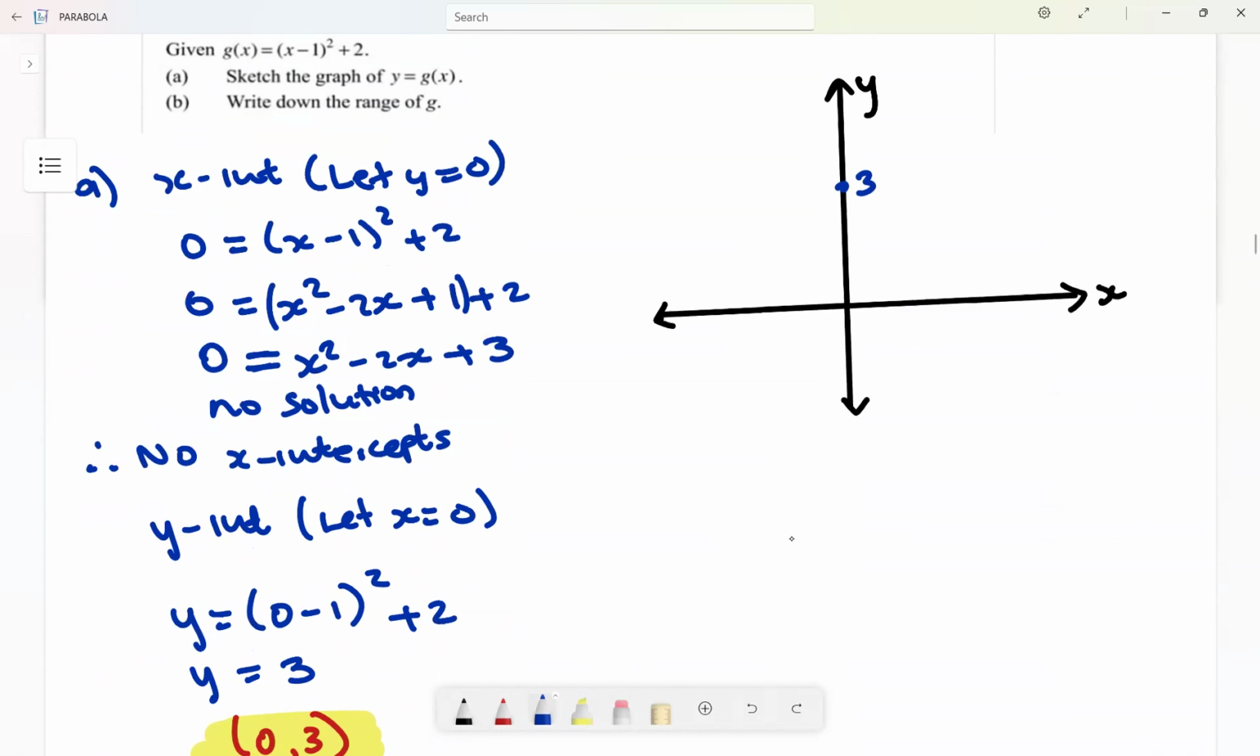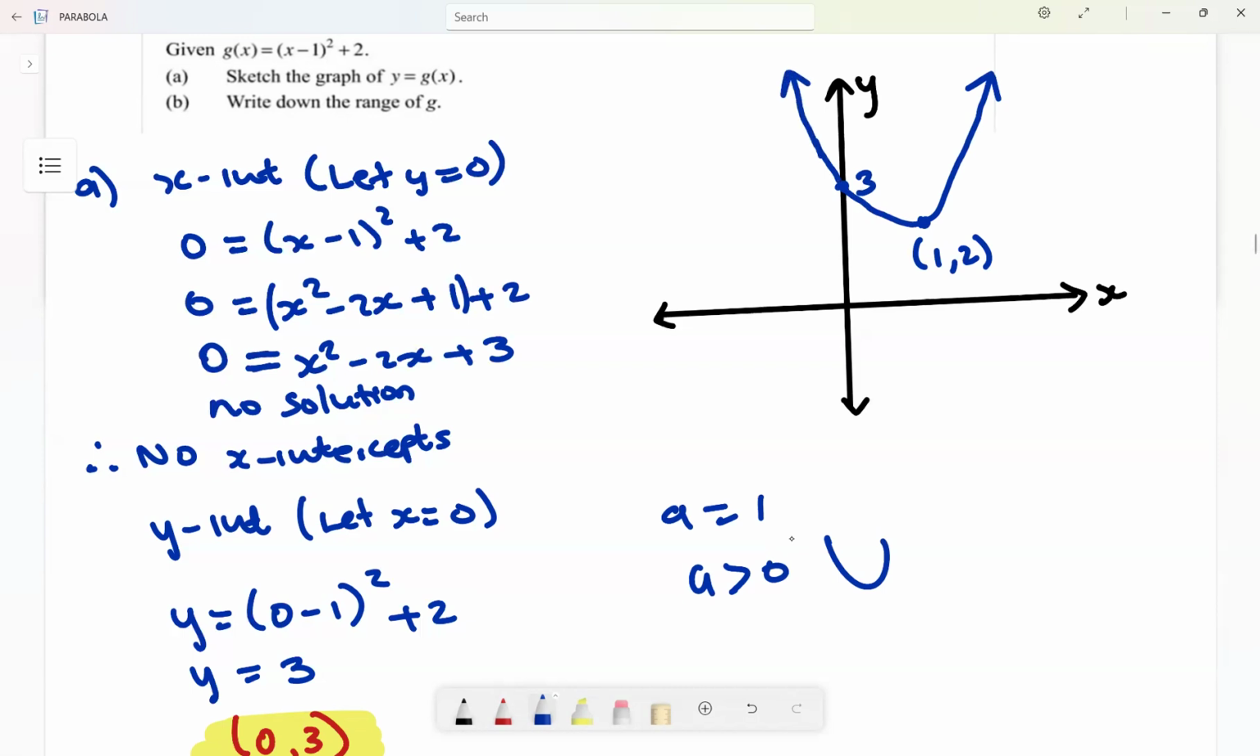So how do you sketch this? Remember, the turning point is going to be 1 and 2. If you have these 2 points and do not know what your shape will be like, then you are doomed. But remember, a is equal to 1, so a is greater than 0, meaning it is a heap. So I need to join this point from wherever and make this happy. Beautiful. This is what we expected to draw.